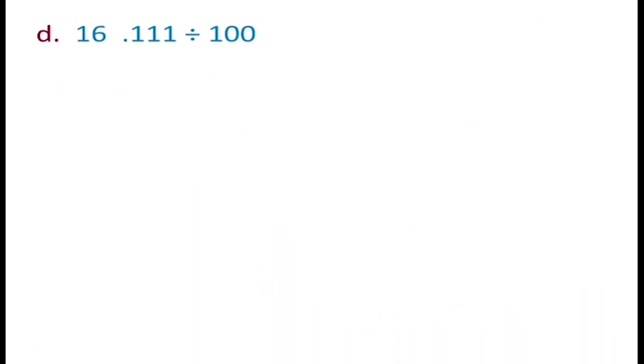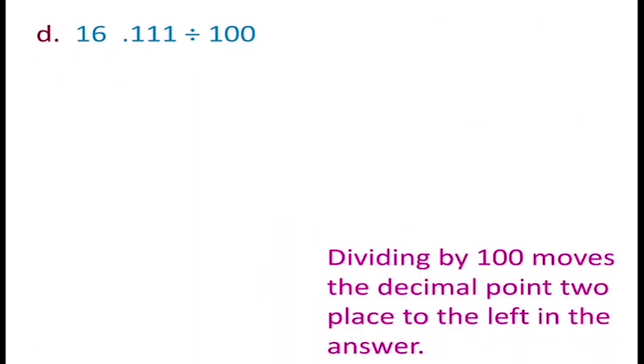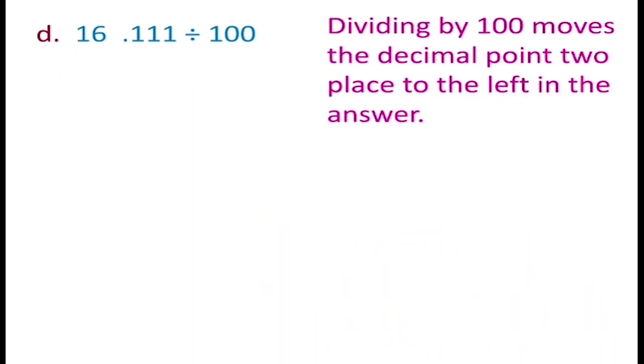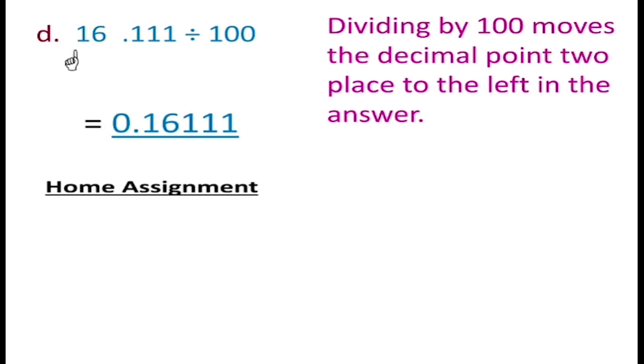16.111 divided by 100. Here the divisor is 100. So the decimal point will shift 2 places to the left in the answer. So the answer will become 0.16111.